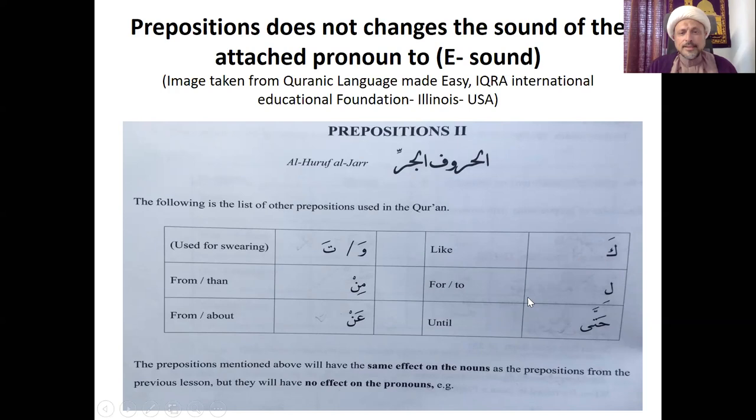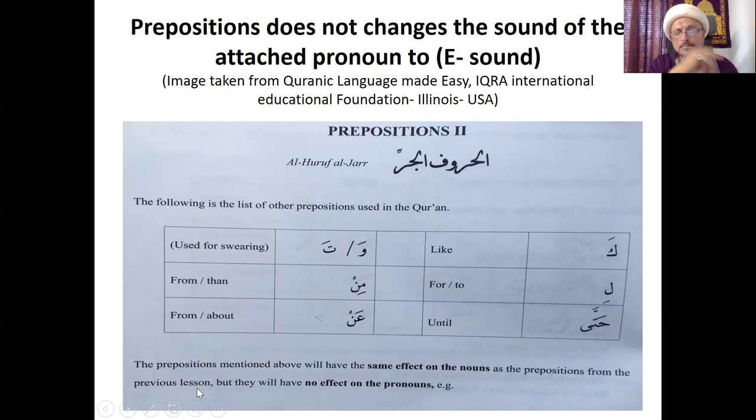These are initial meanings, as I mentioned; the context might change these meanings to different meanings as well. And that's the beauty of the Arabic language, that they have layers of meaning. That's why in the Quran you can have layers of meaning, and the meaning might change from one context to another. So what does he say here? He says the prepositions mentioned above will have the same effect on the nouns as the prepositions from the previous lessons.